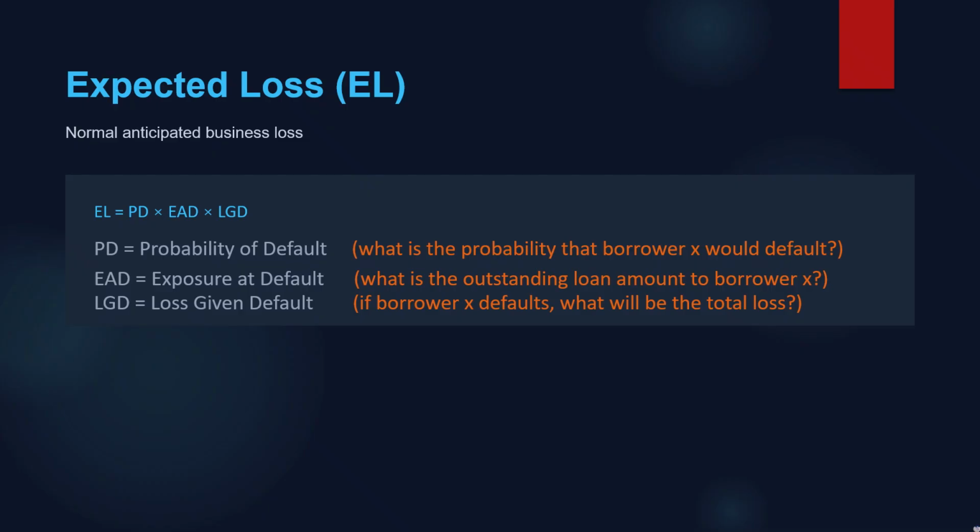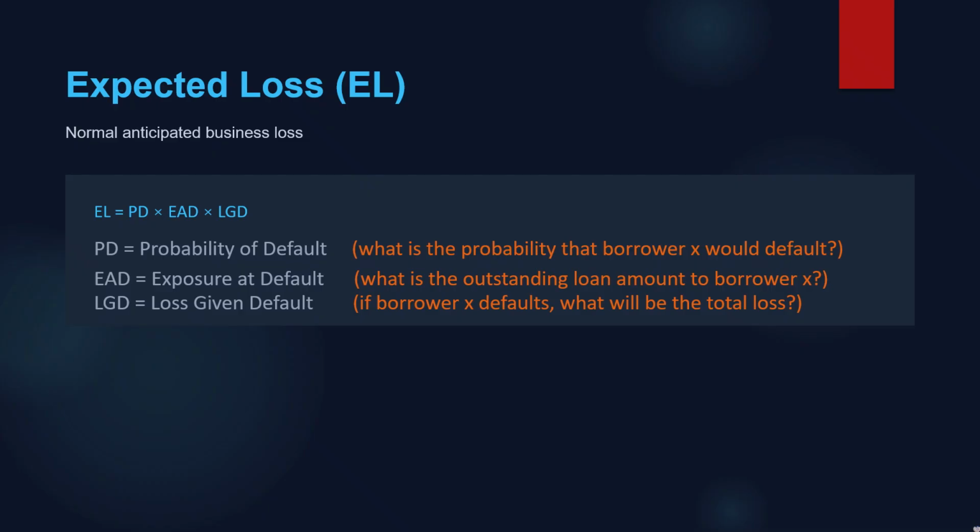EAD is exposure at default. What is the outstanding loan amount or exposure when default occurs? For a term loan, this is straightforward. It is the principal balance. For a revolving facility like a credit line, it is more complex because borrowers might draw down the facility before defaulting.